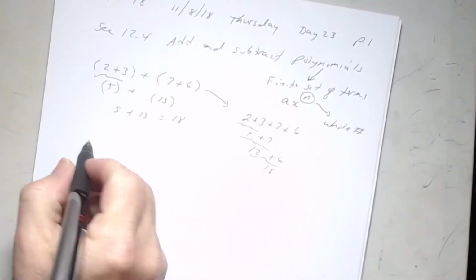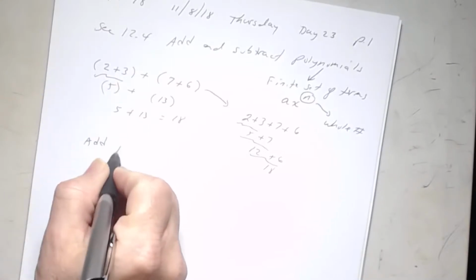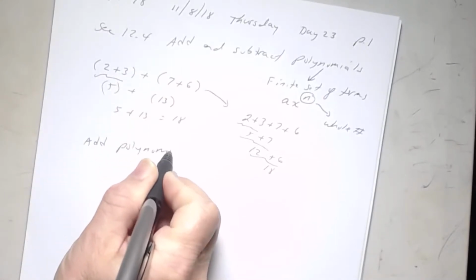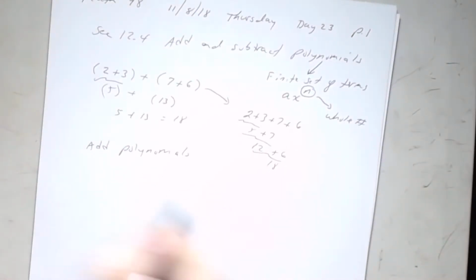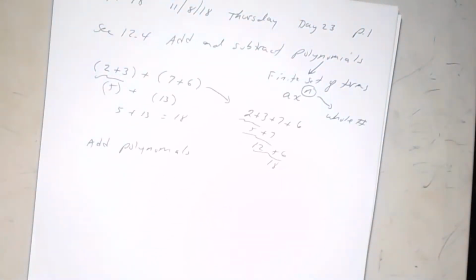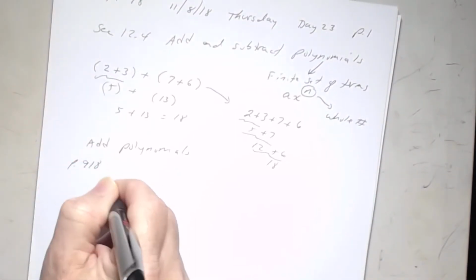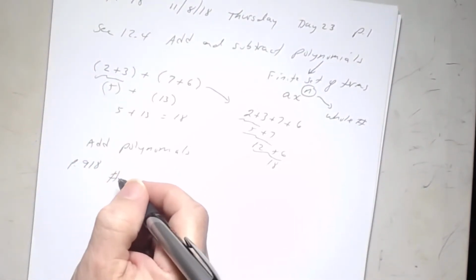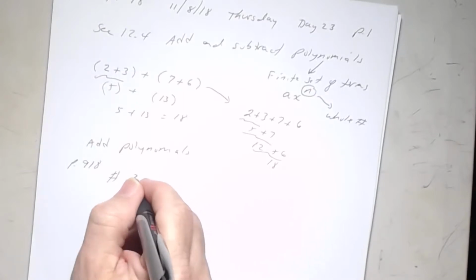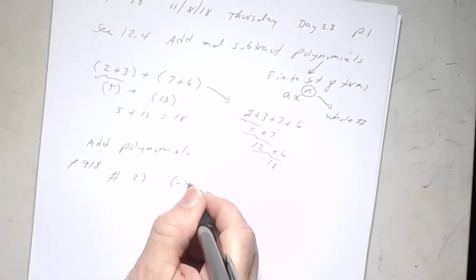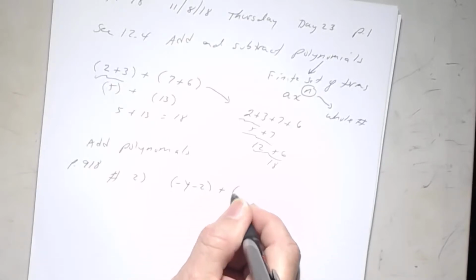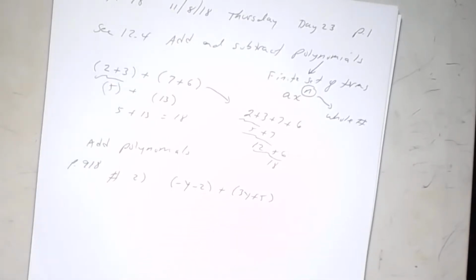Adding them is the easy one, so we're going to add polynomials. Let's look at this one, on page 918. Let's just start with an easy one, number 2. You have negative y minus 2, plus 3y plus 5. So you have these parentheses there.